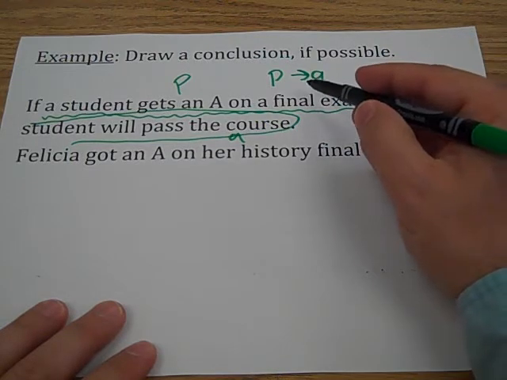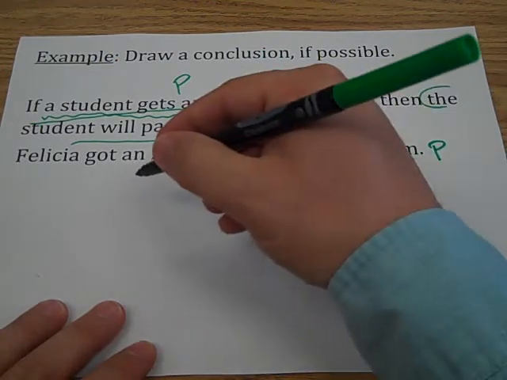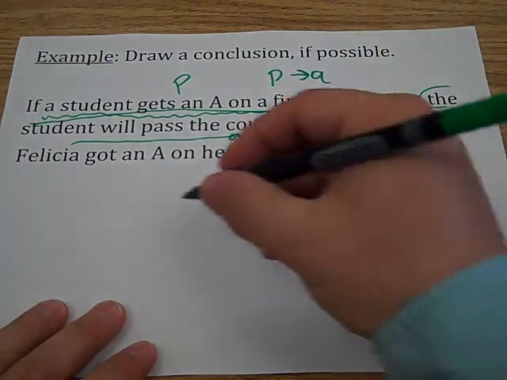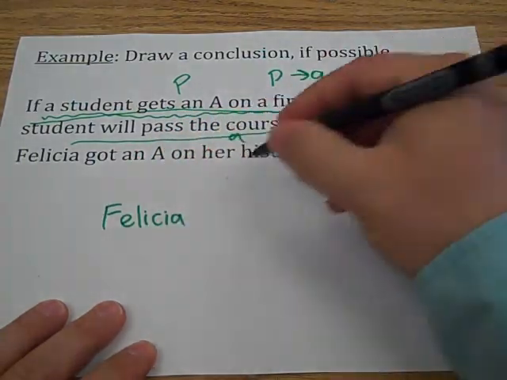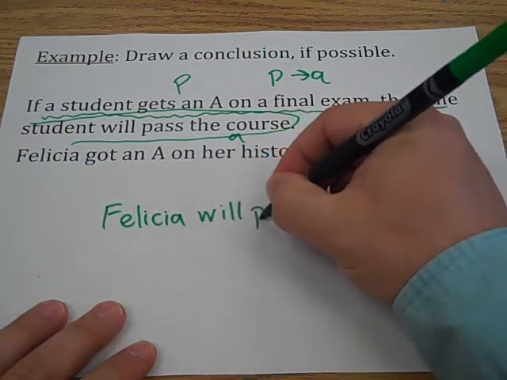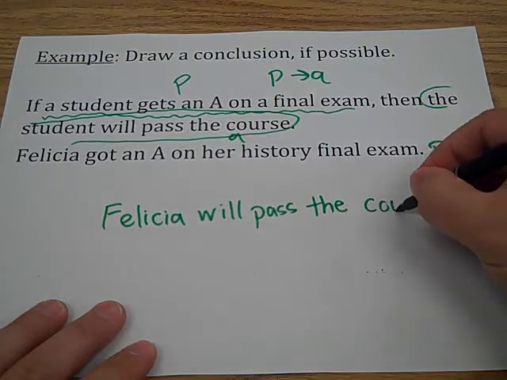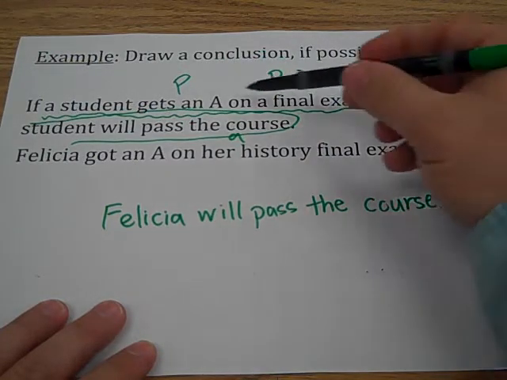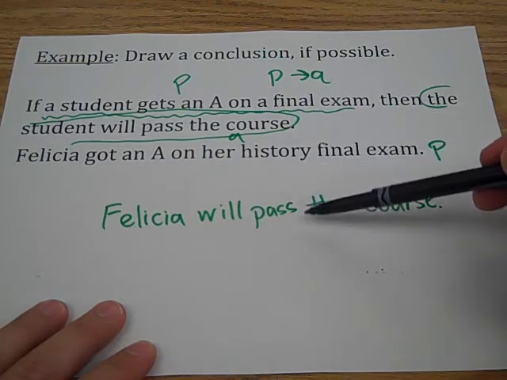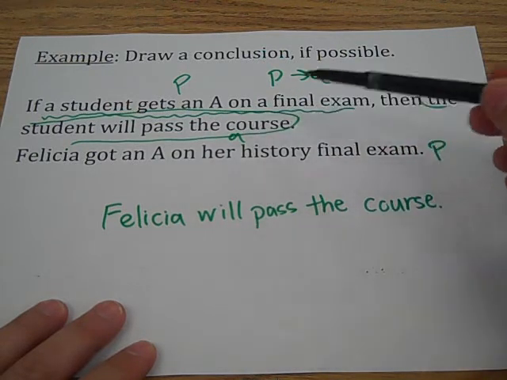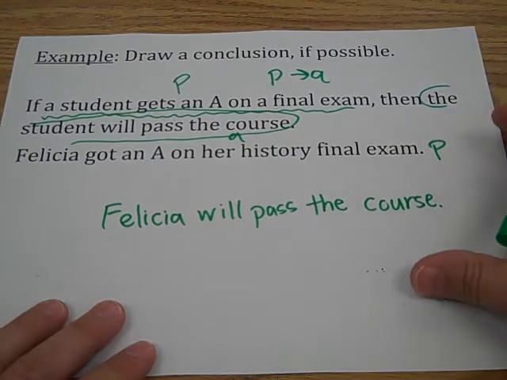So we have, like the law says, if P then Q, and then an example of P. So the conclusion that we can draw is that Felicia will pass the course. We're using our original if P then Q, and we're using the example of P to draw a conclusion about Q. So Felicia will pass the course. Bye, Felicia.